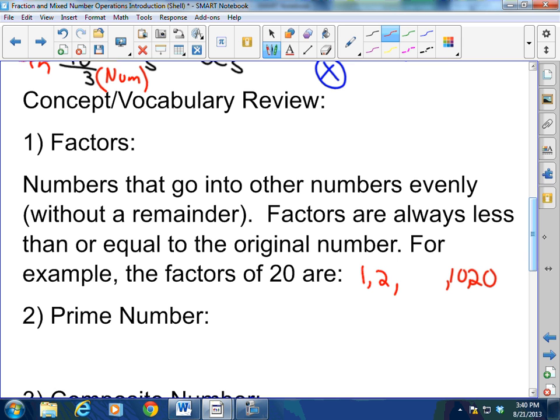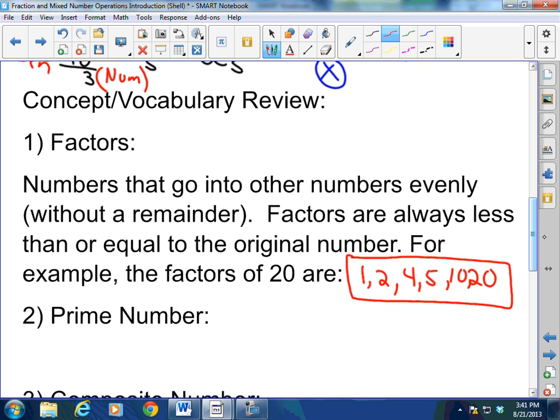3 does not go into 20. 4, sure it does. 4 times 5. 5 I already have. 6 does not go into 20. 7 does not go into 20. 8 does not go into 20. 9 does not go into 20. 10 does go in, but we already have it. So there you have it, in order from least to greatest, all of the factors.